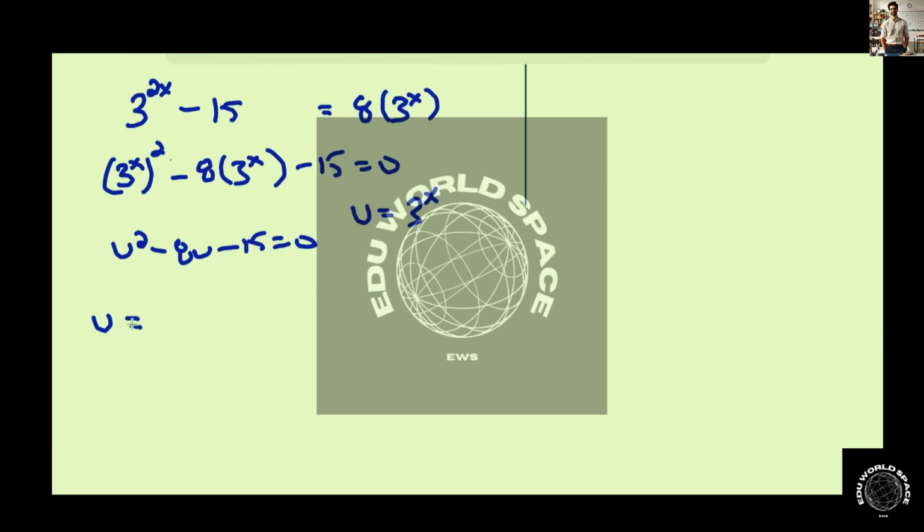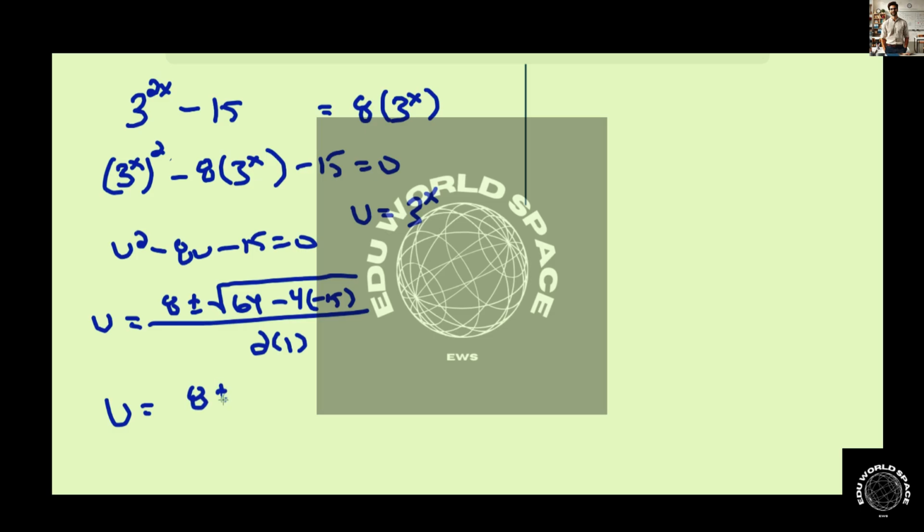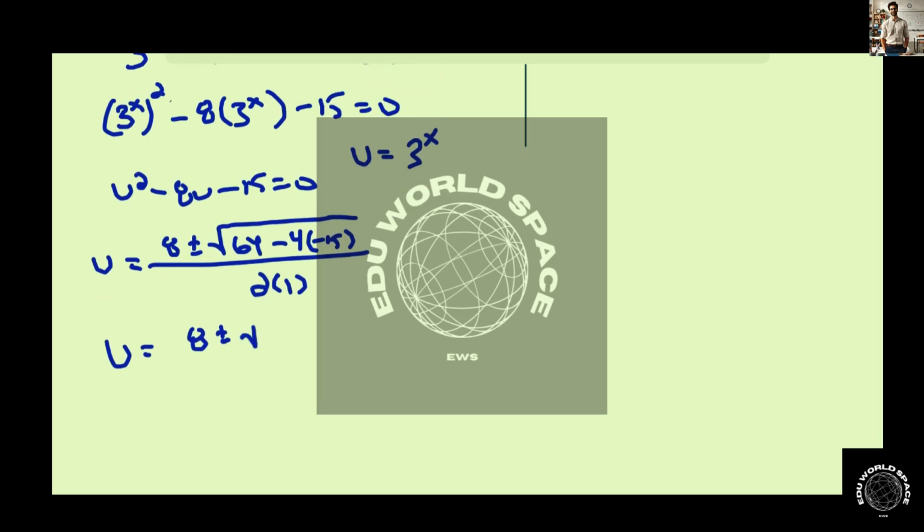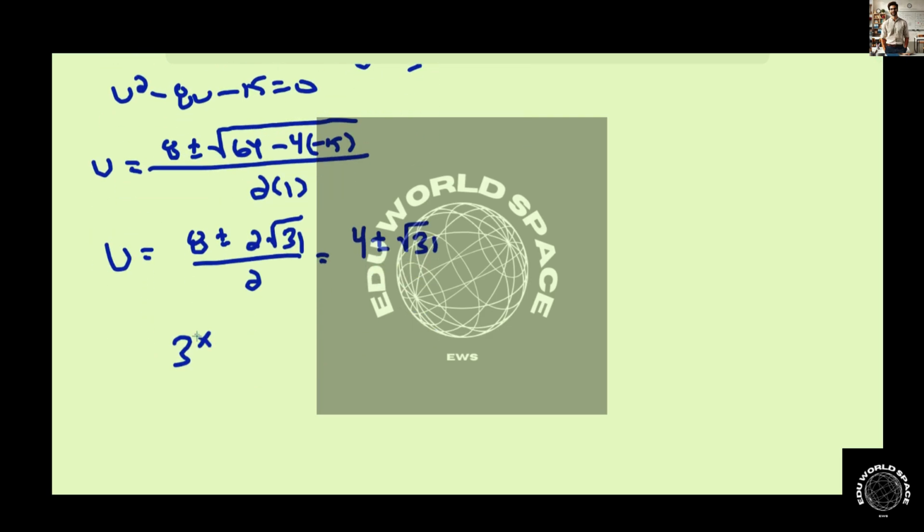U would be equal to opposite b plus or minus the square root of b squared minus 4ac all over 2a. So u would be 8 plus or minus the square root of 64 plus 60, which is 124. 124 is 4 times 31, so that's 2 square root 31. And so that's 4 plus or minus the square root of 31. Remember, u, though, is 3 to the x. So 3 to the x equals 4 plus or minus the square root of 31.